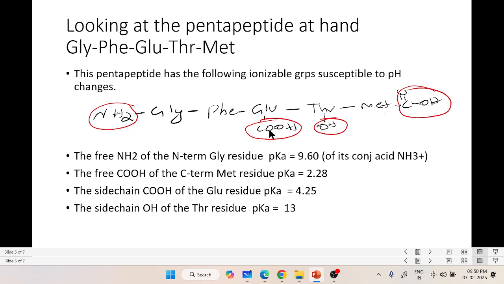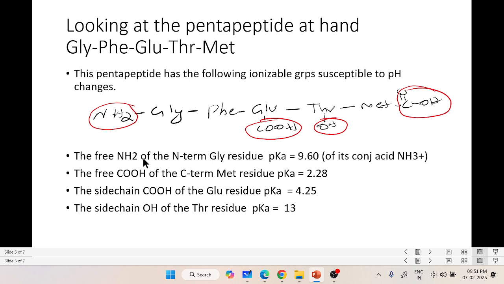Other than that, you got glutamate that has an acidic COOH group on its side chain, and also threonine that has a weak acid, alcoholic group on its side chain. And other than that, glycine does not have any side chain ionizable residue, so also phenylalanine, and so also methionine. On the side chain there's nothing there.